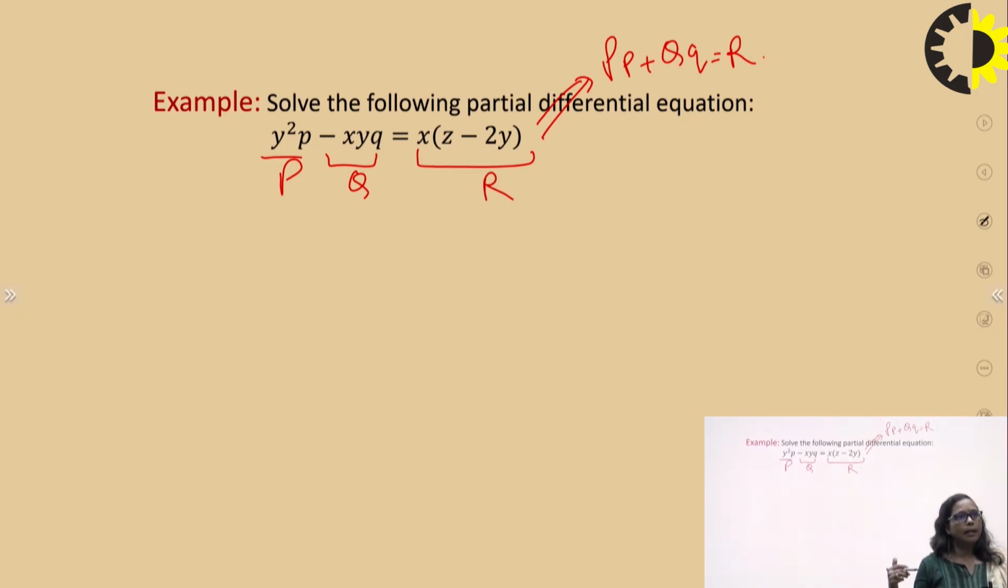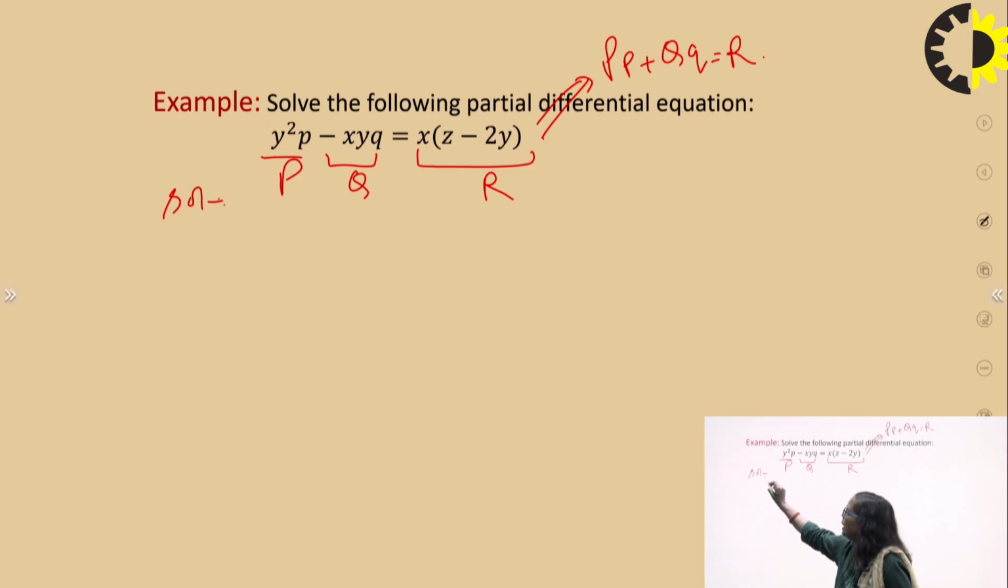And since this equation contains only the single order variables p and q, this is the Lagrange linear equation. So now we go to the working rule of the Lagrange equation. Start the solution. What is the first step we have written? That we write down the auxiliary equation over here.